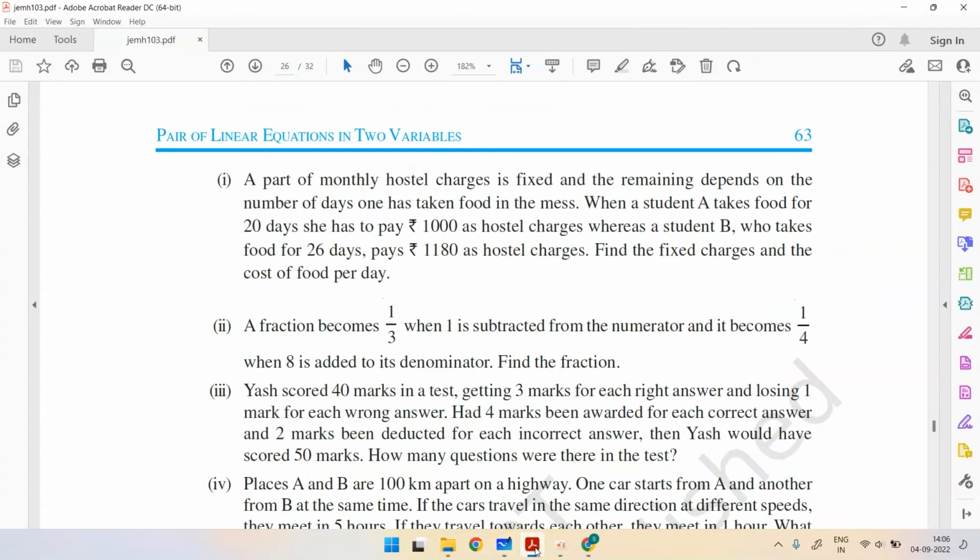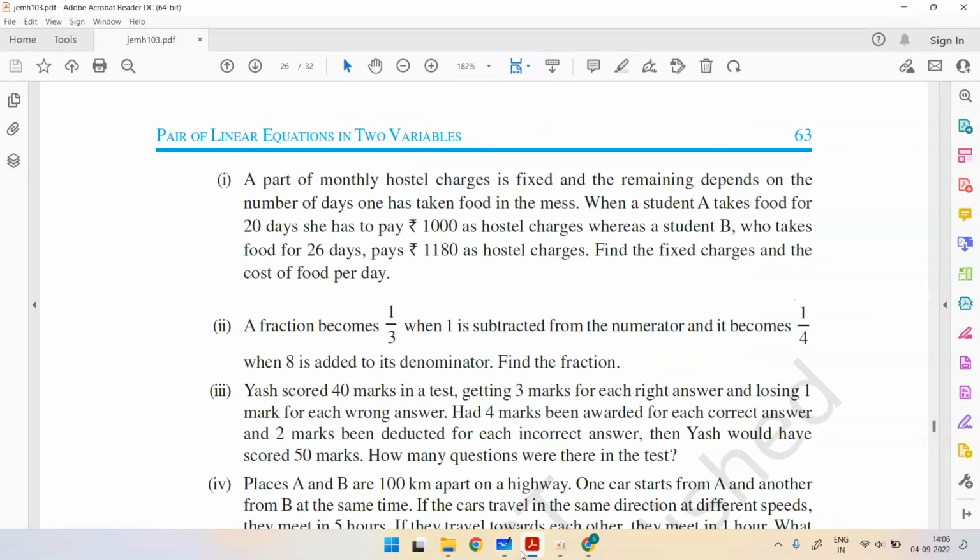Next question, the third part. Yash scored 40 marks in a test, getting 3 marks for each right answer and losing 1 mark for each wrong answer. Had 4 marks been awarded for each correct answer and 2 marks deducted for each wrong answer, Yash would have scored 50 marks. How many questions were there in the test? This is the third part.